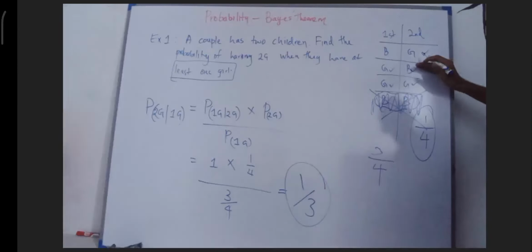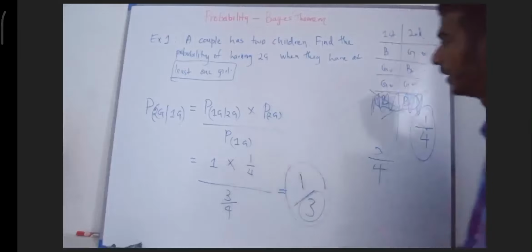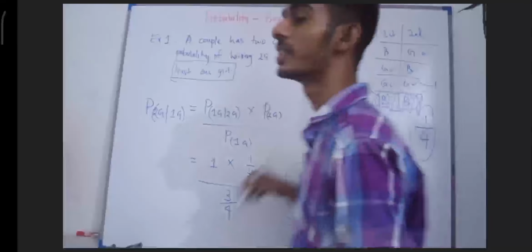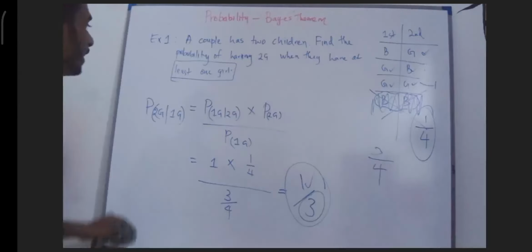So out of the 3 remaining possibilities, having 2 girls is 1 possibility. So this is the Bayes theorem. So hope you have understood this example. With that, I will explain another example.